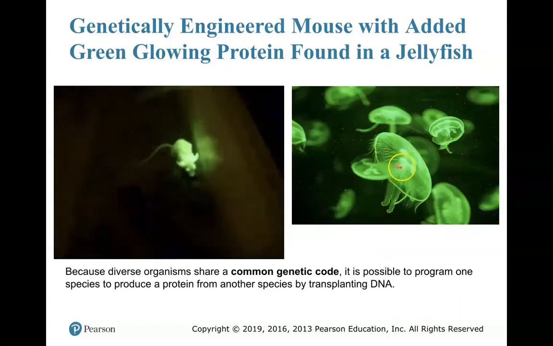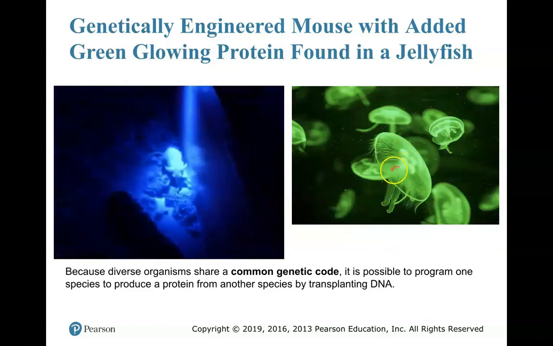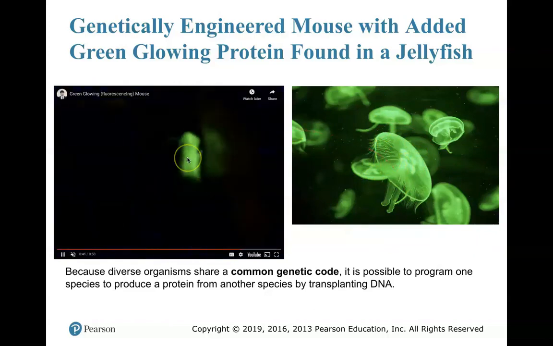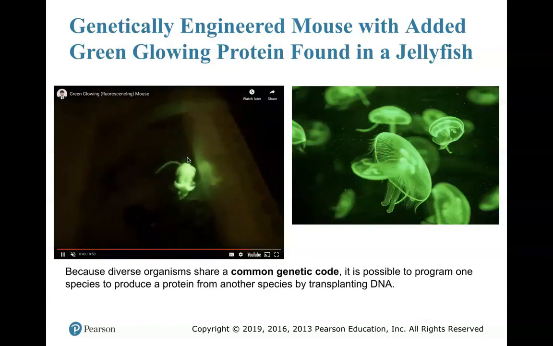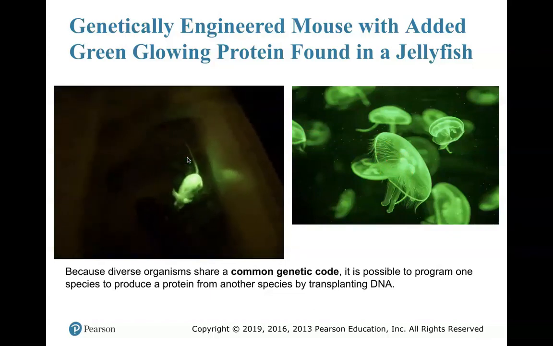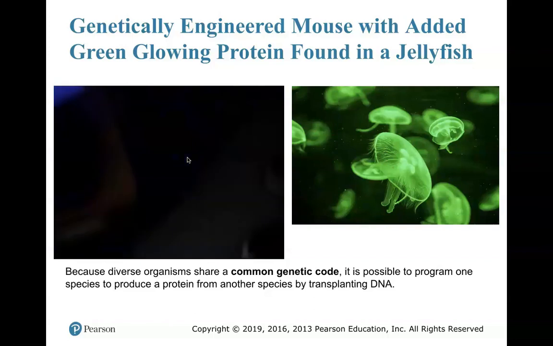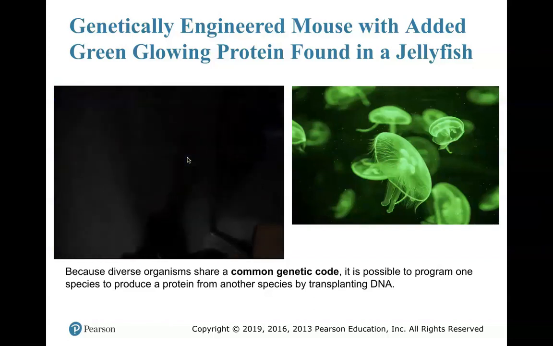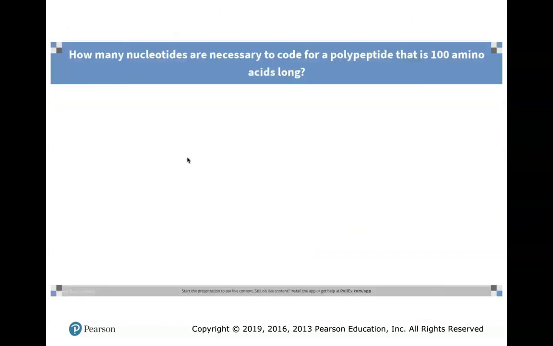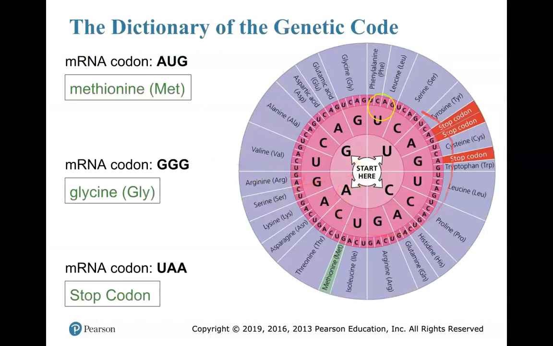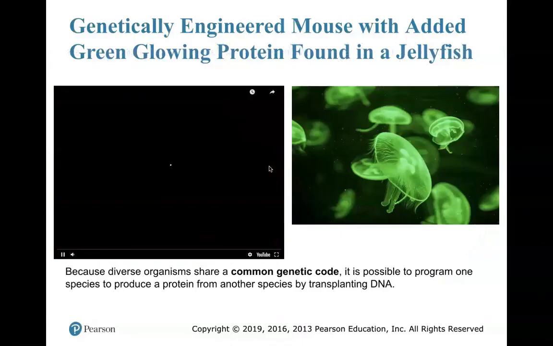Scientists took the gene that made this green fluorescent protein, engineered it into a mouse, and we can see the mouse glowing with that protein. The mouse wouldn't glow otherwise, and because of the common genetic code, that wheel right here that I'm showing you guys being similar between organisms, that mouse's translation process knows to code for these amino acids. So it's pretty interesting that we're able to do that.